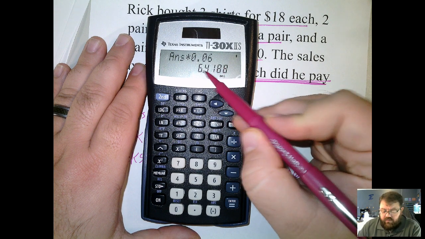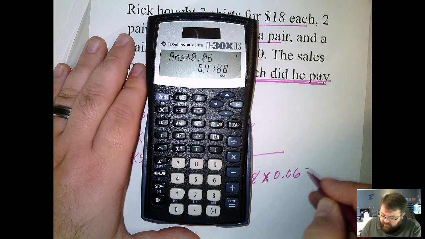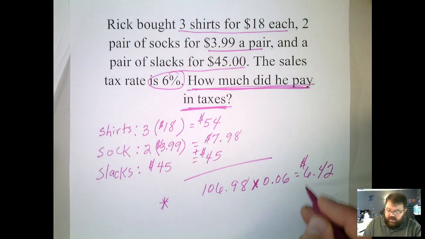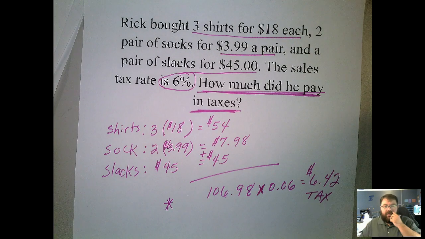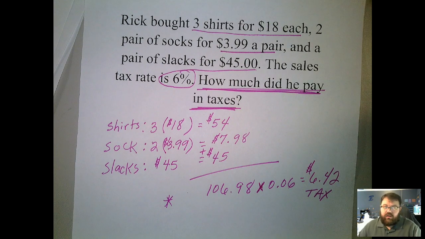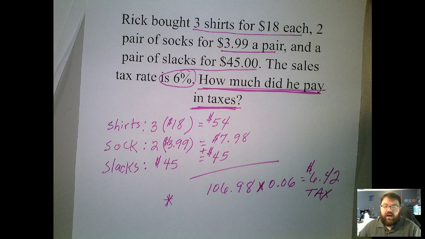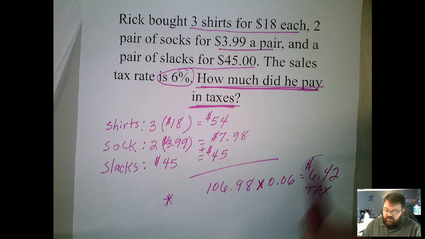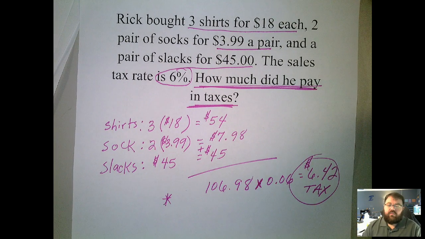So he's going to pay $6.42 in taxes. Okay, that's all the question wanted to know. We don't want to know what is his total bill, or how much the credit card would be charged, or how much would he have to pay. It simply wanted to know the taxes. So this is your final answer for this particular problem. Remember, with taxes, you are going to be adding to the amount.